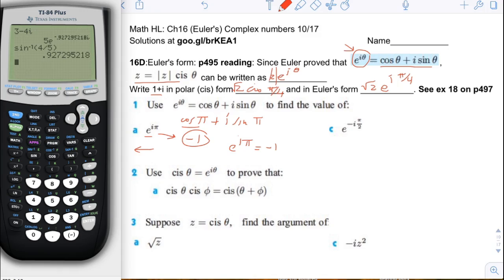Let's find the value of e to the negative i pi over 2. So that's equal to the cosine of negative pi over 2 plus i sine of negative pi over 2. And if we look at the unit circle, negative pi over 2 is pointing straight down, so the cosine of that is 0, and the sine of that would be -1. So it would be -1i, and so basically the sum of that is -i.